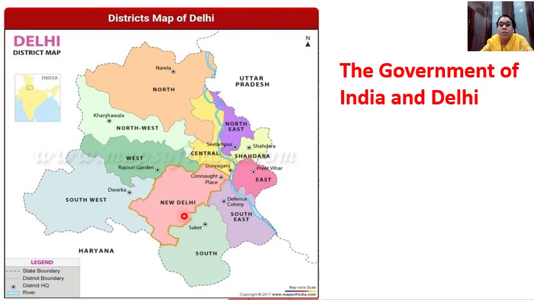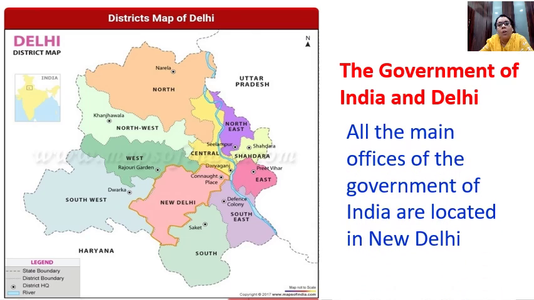New Delhi was built by the British. All the government offices of India and Delhi are located in New Delhi. Followed, children? All the main offices of the government of India are located in New Delhi.